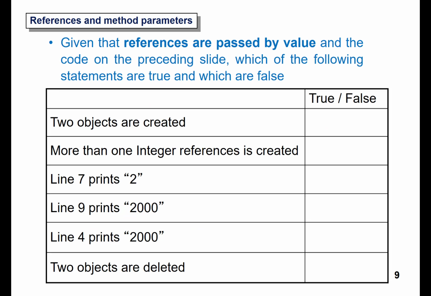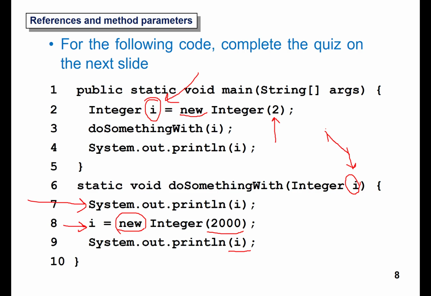Does line 4 print out 2000? Let's go back. So this is our line 4 here, and you should have come up with the answer no. So this line here should print out number 2, because as I said previously, this I is a completely different I than this I here. This first reference continues to point to the first object, and the first object's value has not changed. Its value is 2. So line 4 should print out number 2.